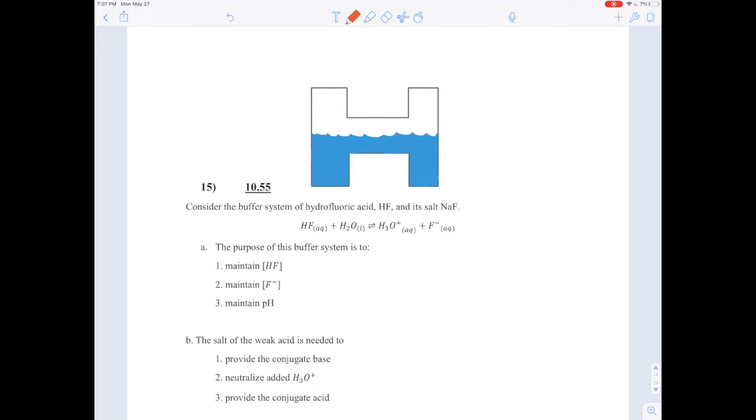Chapter 10, exercises 15 and 16, are asking about buffers. Now, the purpose of a buffer is to maintain the pH of a solution. The whole point of having a buffer is to prevent the pH of the solution from changing.